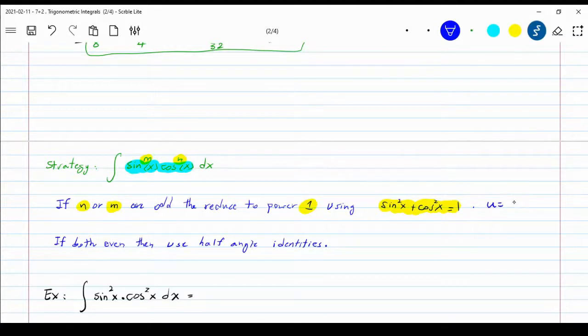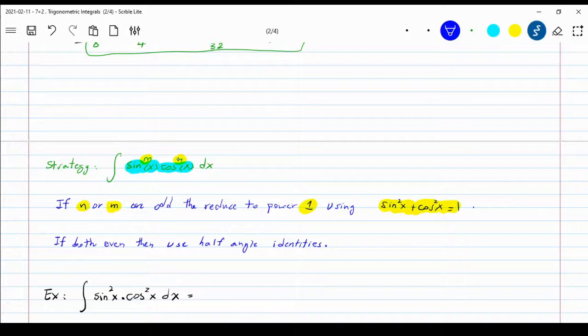Let u equal whatever the other one is. So in this case, if the power is cosine to the power 1 x, then we let u be the substitution sine x. If it was sine to the power 1 x, the odd power, then you pick the substitution to be cosine x. I didn't specify sine or cosine just because we don't know which one has the odd power. So the corresponding term that has power 1, you pick the other function to be your substitution.